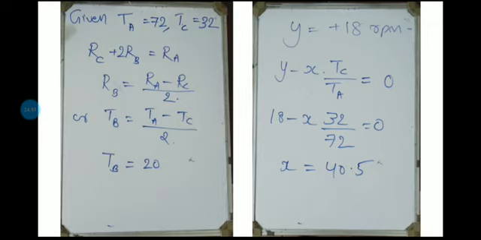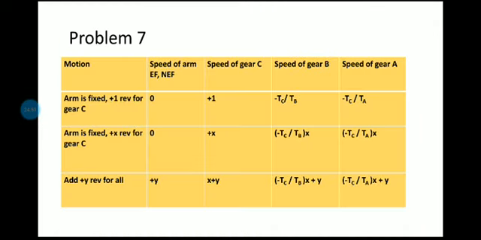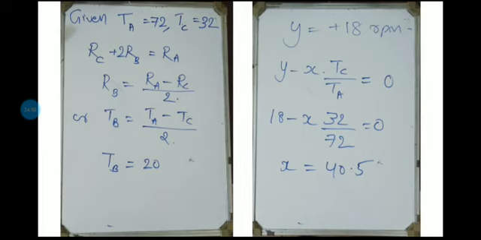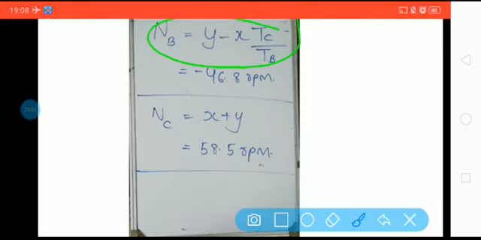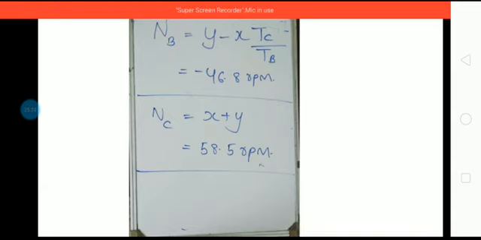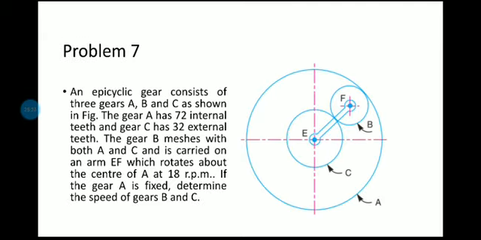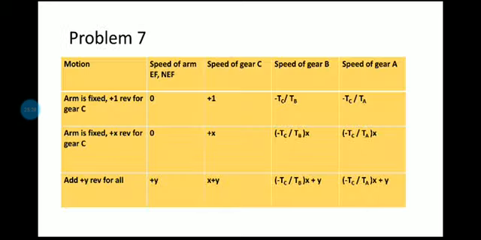Now the question is speed of B and C. So the expression for speed of B is y minus x into Tc by Tb. So you substitute there y minus x into Tc by Tb. All values are known, so you will get it as minus 46.8 rpm. When it is minus, it means you took the arm direction as positive, therefore this is negative. So here write it as opposite to arm direction. And NC is x plus y, you will get it as 58.5 rpm. So that's the solution for the 7th question.